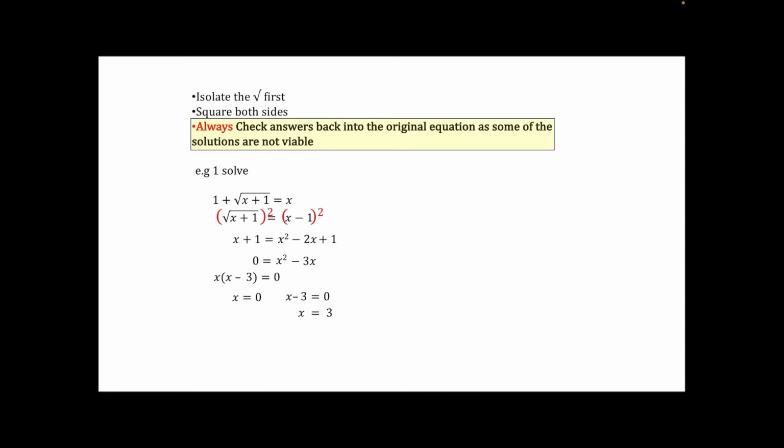Our final step is to check our answers back into the original equation, as some of the solutions are not viable. Let's check for x is equal to 0. Substituting this into our equation gives us 0 plus the square root of 0 plus 1 equals 0. This leaves us with 2 equals 0. This is not true, and therefore x equals 0 is not a solution.